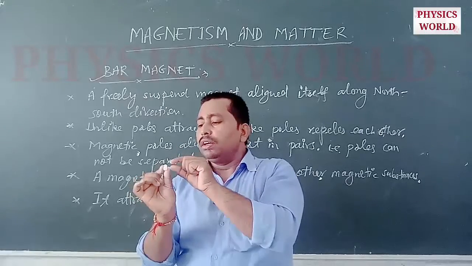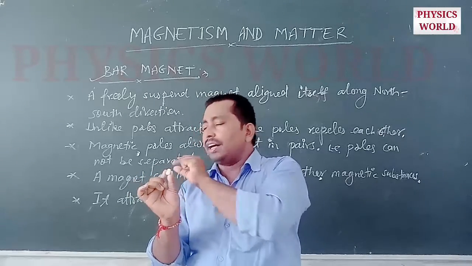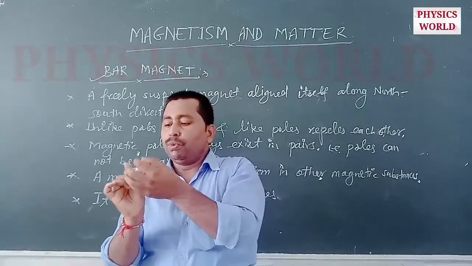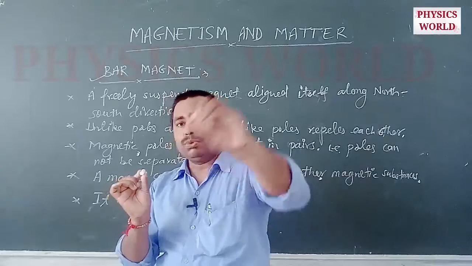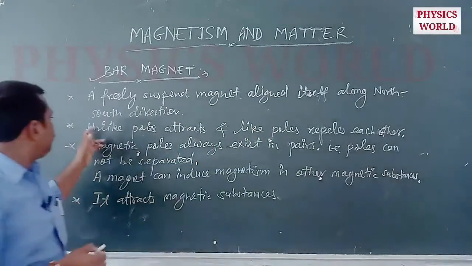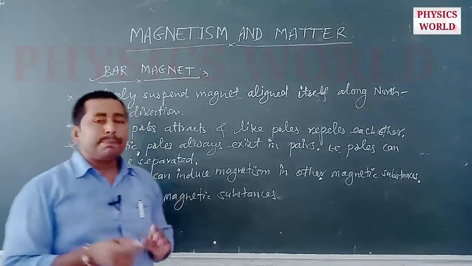The pole, the portion of the magnet which is aligned in the north direction, is known as the north pole, and the pole or the part which indicates the south direction is the south pole of the bar magnet. Okay, now unlike poles attract each other and like poles repel each other.